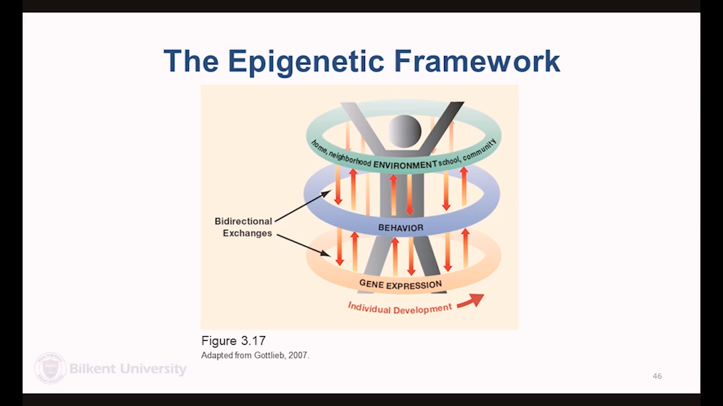And this is a very nice graph, again from your book, 3.17 from Gottlieb 2007. The book has taken it from there. Basically, it's showing the epigenetic framework, which is basically saying that between gene expression and behavior, between behavior and environment, there are these bidirectional relationships. It's not a simple matter of one arrow going from here to there, but there are multiple arrows that are two-way, because that is what we get in the manifestation of gene expression.